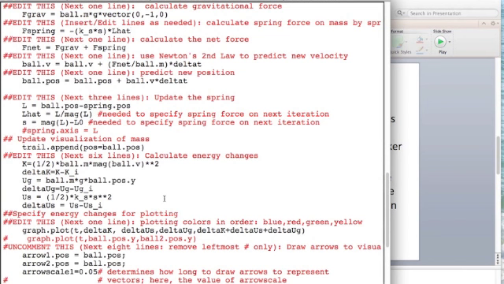And then lastly, I found the energy changes. So I found delta K, delta gravitational potential energy, and delta spring potential energy. This is delta spring potential energy.